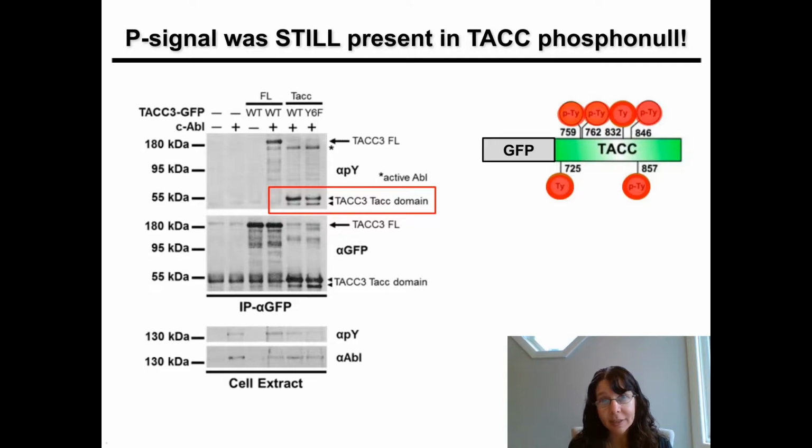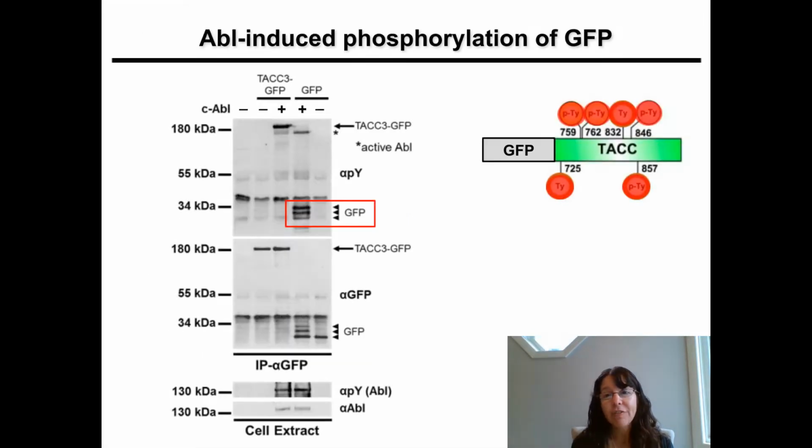GFP also has tyrosines. So when she expressed just GFP alone, she found that when Abl was co-expressed, GFP could be phosphorylated. Now, this is something that's really important for me to share with you because I didn't realize that GFP could be phosphorylated, and it isn't in the literature anywhere. So this is something that people should keep in mind if they're doing these sorts of experiments.